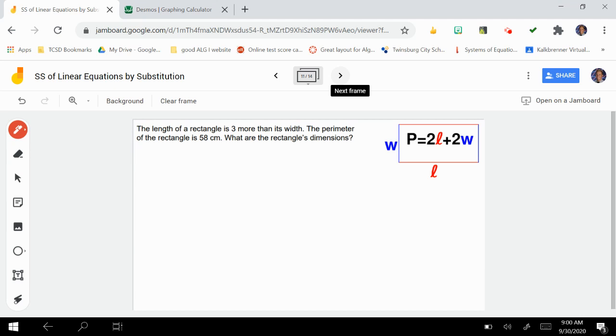2 more word problems and we're done. All right, the length of a rectangle is 3 more than its width. The perimeter of the rectangle is 58 centimeters. What are the rectangle's dimensions? So next to it, I have what we are looking at. Width are the sides, lengths are the top and bottom. Perimeter is 2 times L plus 2W, so that's going to help us out here.